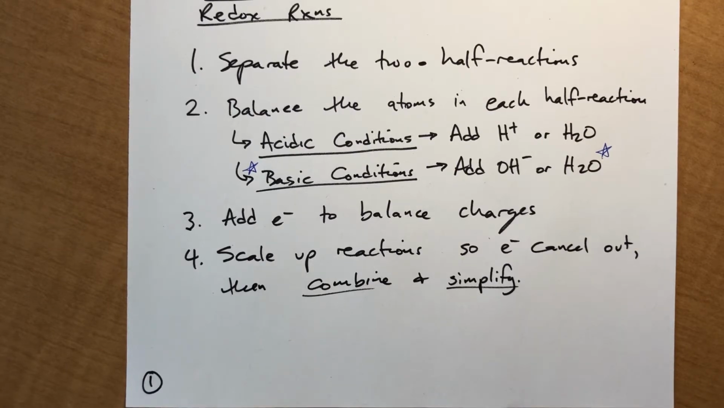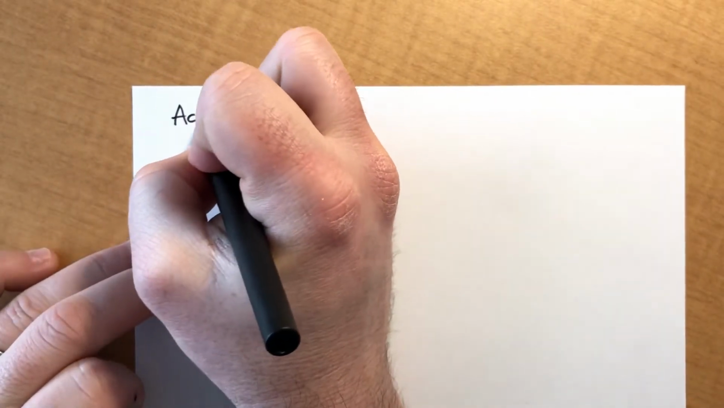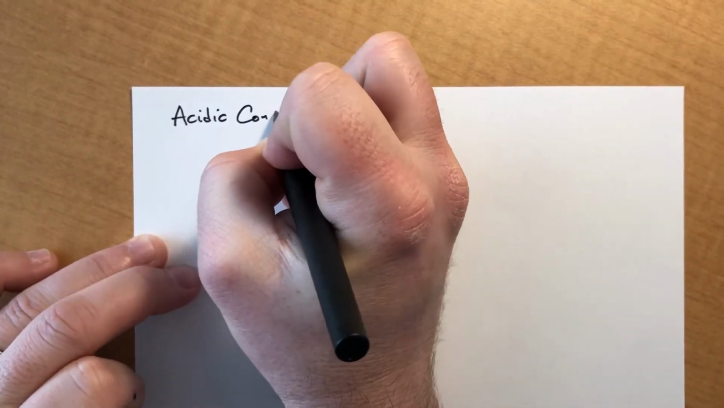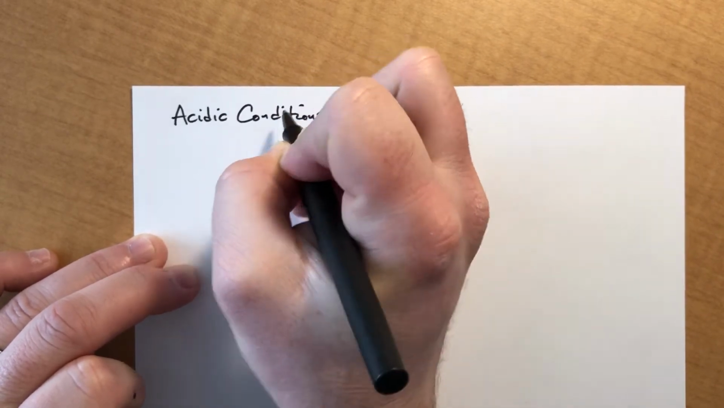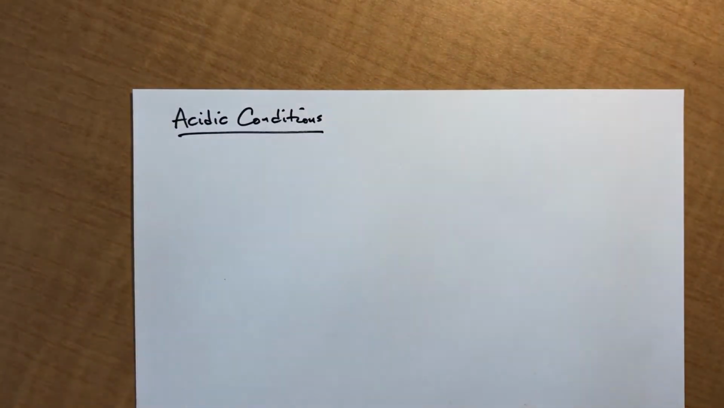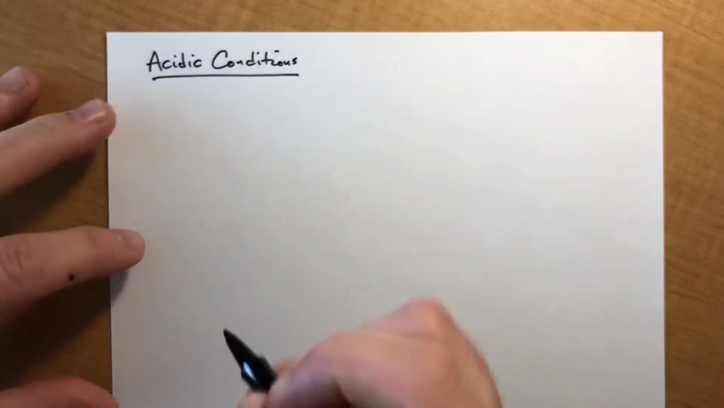Sounds all good and great. Let's try an example. Acidic conditions tends to be the easier option, so let's start with one under acidic conditions. Okay, so here's an example of a redox reaction.